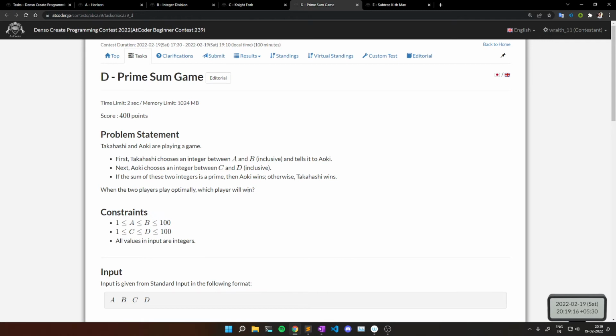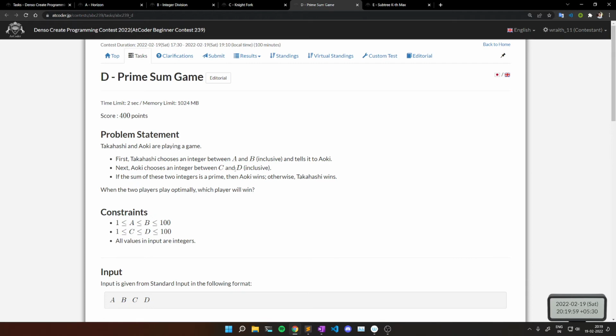So the first thing to notice here is that the game is started by Takahashi. So what will Takahashi do? Since both players play optimally, Takahashi will always try to choose an integer between a and b so that if Aoki chooses any integer between c and d, the sum of those two integers will never be a prime number. So Takahashi will try to choose an integer such that adding any number between c and d to it, the sum will never be prime.